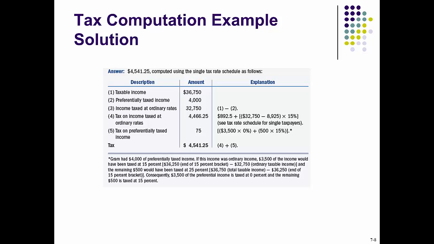And so the tax on the preferential income will be 3,500 times the 0% plus the 500 times the 15%. So the ordinary income tax will be $4,466.25, and the preferential tax from the dividends received will be $4,521. You just add those two items together.